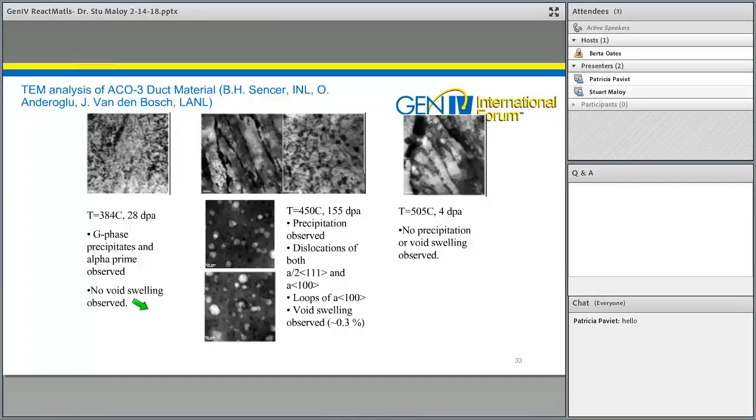And in summary as well, what's leading to these changes in properties at low temperature is a high density of interstitials and vacancies. At intermediate temperature, there's a little bit of void swelling and some precipitation, but not enough to cause significant changes in mechanical properties. And at even higher temperature, there's little change in properties as well.